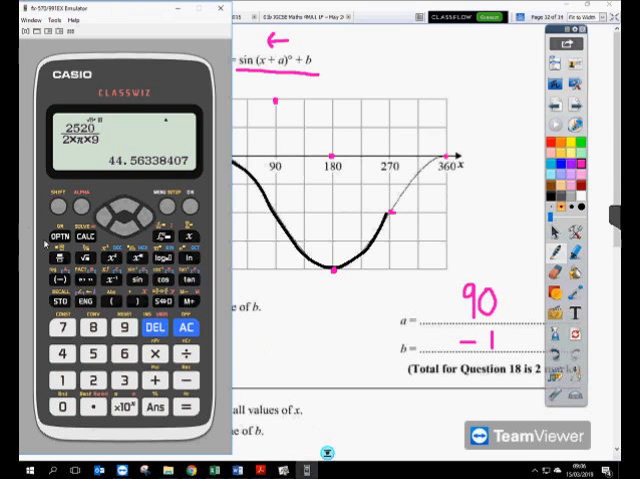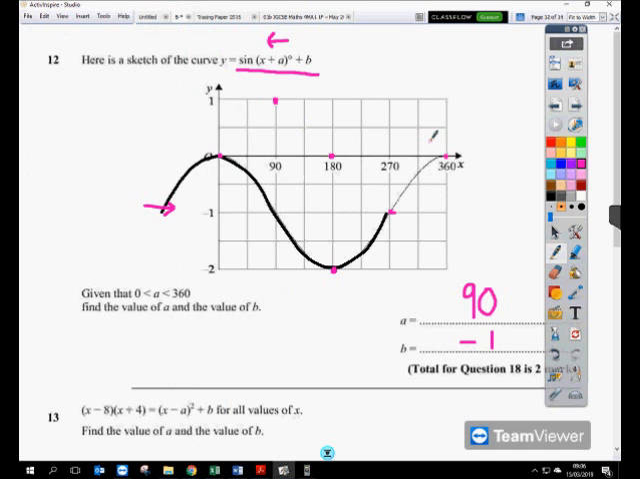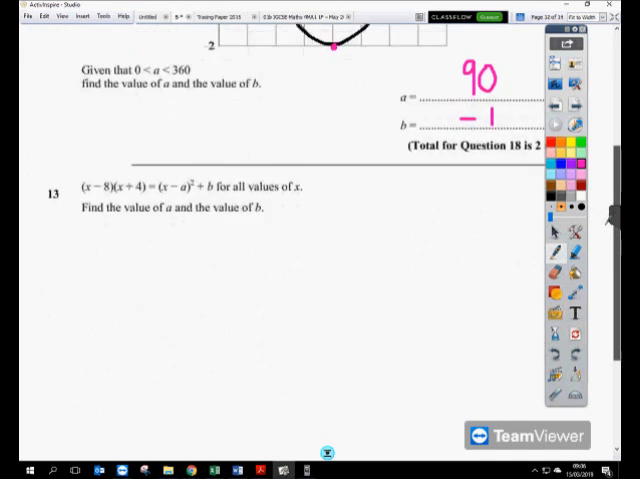Now, if you're unable to draw the sine graph because you've forgotten it, you can use the table mode to help you. So just type in sine x, and then start at 0, end at 360, but go up in steps of 90 because each of the markings are at 90, and this will give you some of the values. Then you can plot the values, and then you can draw the curve from these points. But you must remember, it's got to be a smooth curve. It's not straight lines between the points.